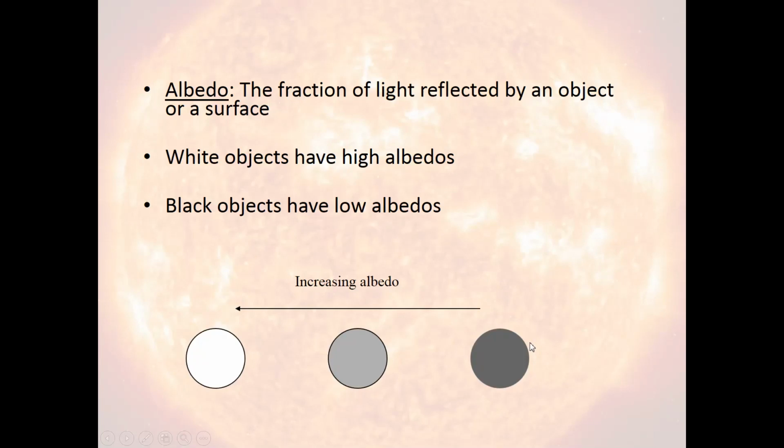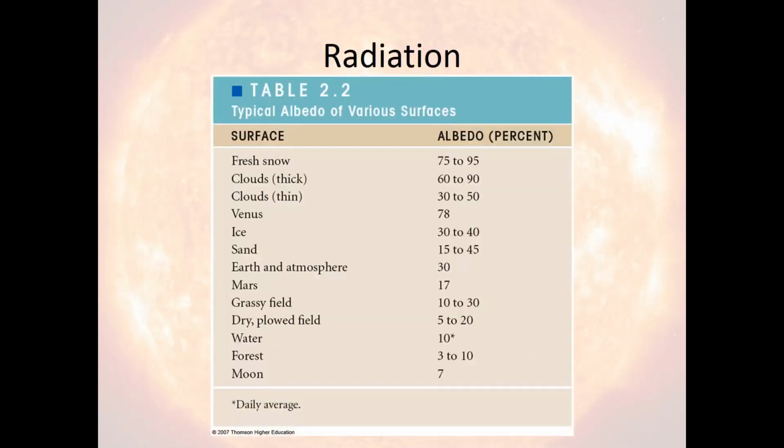So here is a table showing you the average albedos of different objects. Snow has a very high albedo, hence it looks very brilliant white. 75 to 95% of the radiation that hits snow is reflected off of it. Clouds typically are also very reflective. That's why when it's cloudy outside, it usually seems very dim, because most of the sunlight that hit the top of the cloud bounced right back off and went back out into space. On the other hand, the thinner the cloud, the more sunlight is able to break through.